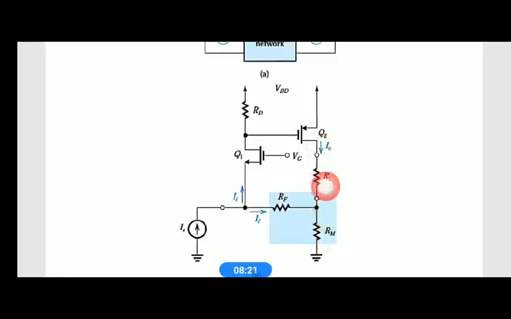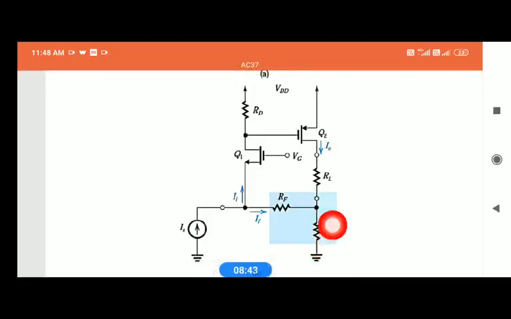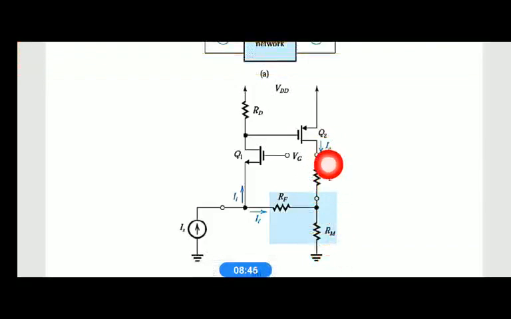Since I0 is reduced, I0 is the current that flows to IL and also it will flow through the RM, right? So from I0 flows to the RL, also flows to the RM. So since this current is reduced, the voltage across RM is reduced. Since the voltage across RM is reduced, the current IF is increased here. Current IF is increased.